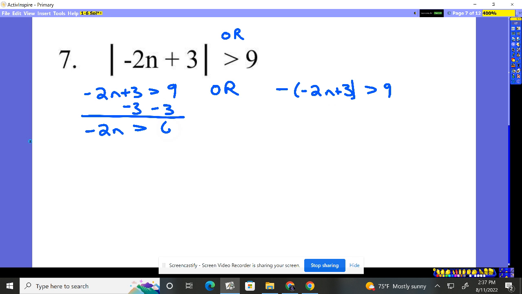-2n greater than 6, divide by -2. When you divide by a negative, what's going to happen? The inequality is going to flip. And 6 divided by -2 is -3.